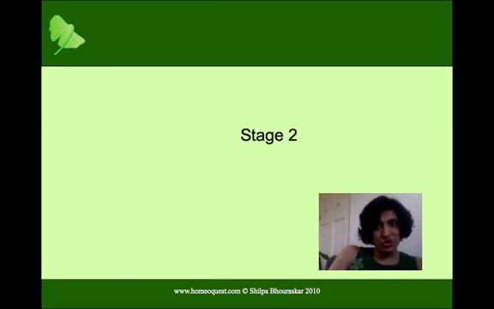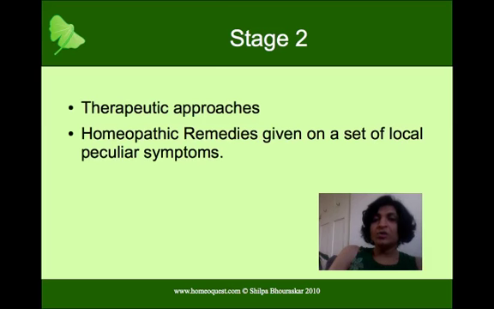If you're looking at stage 2, the same case and the same patient, and if you can gather information at a deeper level, then what you're looking at is all the therapeutic approaches. Now remember, at stage 2, you get some more information at the local level, which is peculiar. For example, if you consider the same case, you might get 2 or 3 peculiar symptoms related not to the disease condition, but to the individual, which is expressing locally.